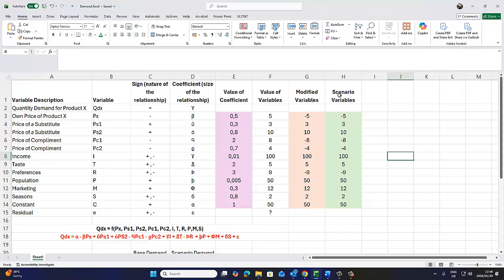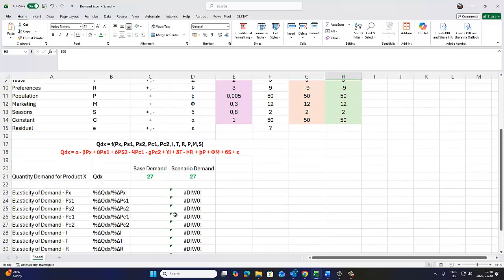So what I've done is I've created another column here which says scenario variables. Basically, if I change the price of product X, if it increased from 5 to 6 rand or from 5 to 9 rand, what's going to happen? What will be the impact? If we change income, if income increases, we can do what we call elasticities.